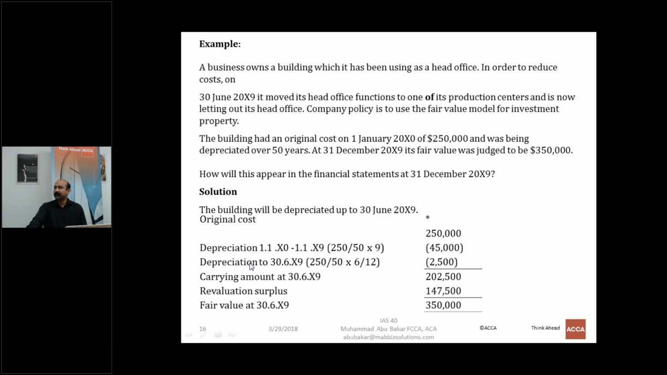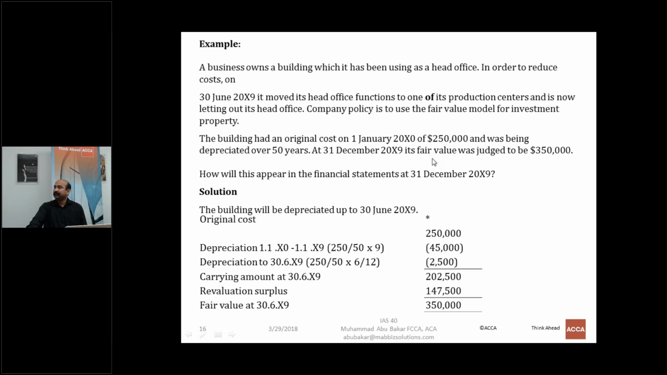Then for 6 months, we calculated separately. It could have been done over here by writing 9.5 instead. So this could have given the same figure, but we have calculated here separately. Like for 6 months, 250,000 divided by its life, into 6 by 12. So this will give you 2,500. This means 47,500. Addition of these two figures is the accumulated depreciation. This is the carrying amount at 30th June 2009.